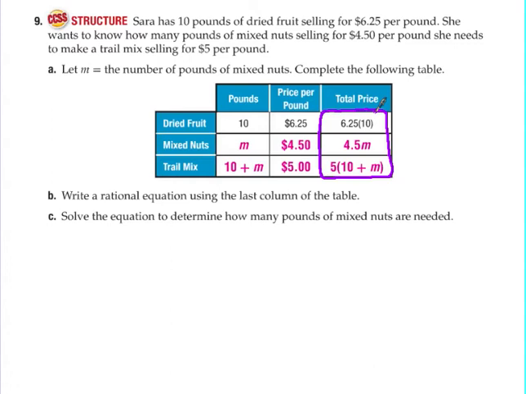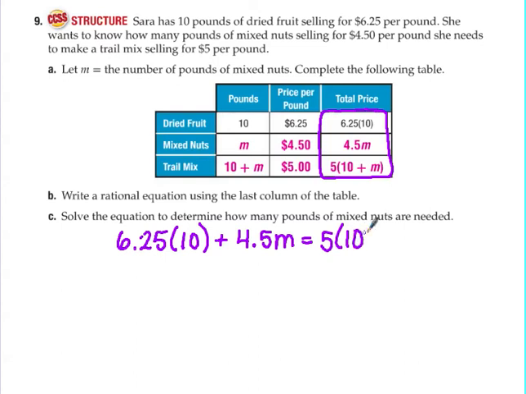What do I know about the dried fruit, the mixed nuts, and the trail mix? The total price of the dried fruit plus the mixed nuts, that's going to equal the trail mix. Okay?